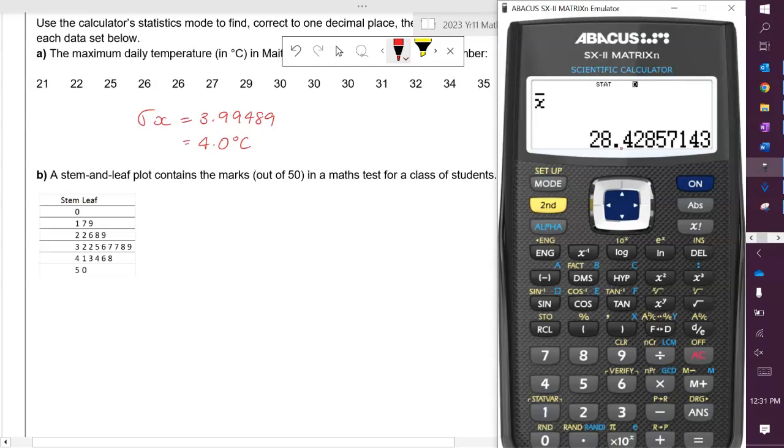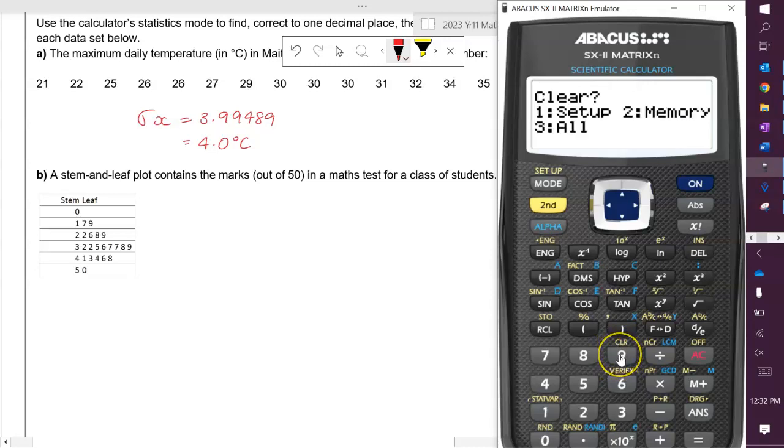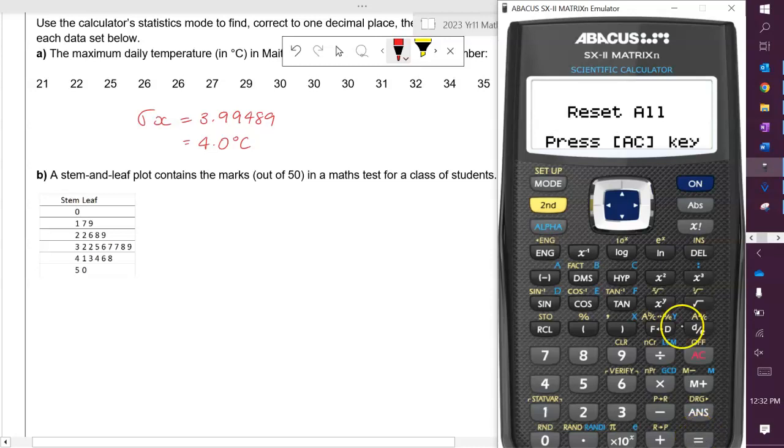Now, each time we do a calculation using our calculator, we need to make sure we clear all of the data, otherwise it's continually stored there. So to clear our data, we press second, 9, which has this CLR for clear, 3, and then equals, AC. So now that calculator is fresh, ready for the next lot of information that we're going to input.